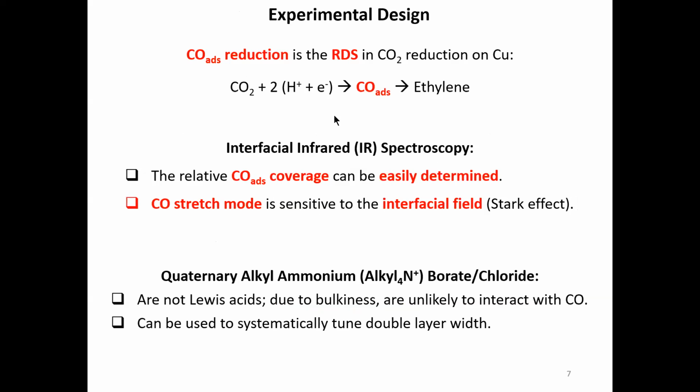So therefore, we chose to study the reduction of surface-absorbed CO to ethylene. The reduction of surface-absorbed CO corresponds to the rate-determining step in the electrochemical reduction of CO2 to ethylene. So therefore, understanding the reaction kinetics of this intermediate is essential for understanding the overall process of electrochemical CO2 reduction.